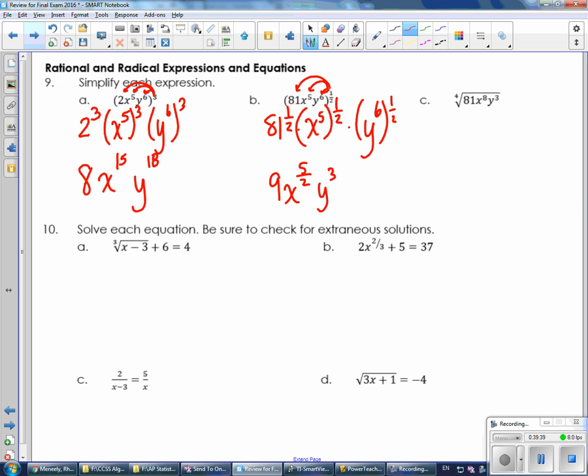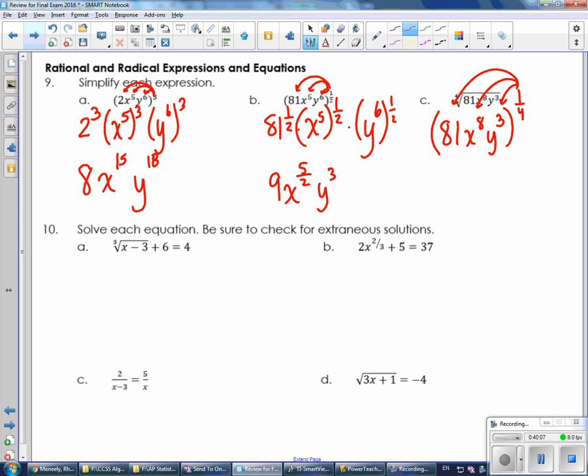In letter C, we're looking at a radical expression where I'm taking the fourth root of 81, x to the 8th, y to the 3rd. Another way to write this, if you're more comfortable, would be to say, all right, well, this is 81, x to the 8th, y to the 3rd, the whole quantity is being raised to the 1/4 power. And remember, the 1/4 power is the same as the fourth root. And because I'm multiplying, I can distribute this to each term.